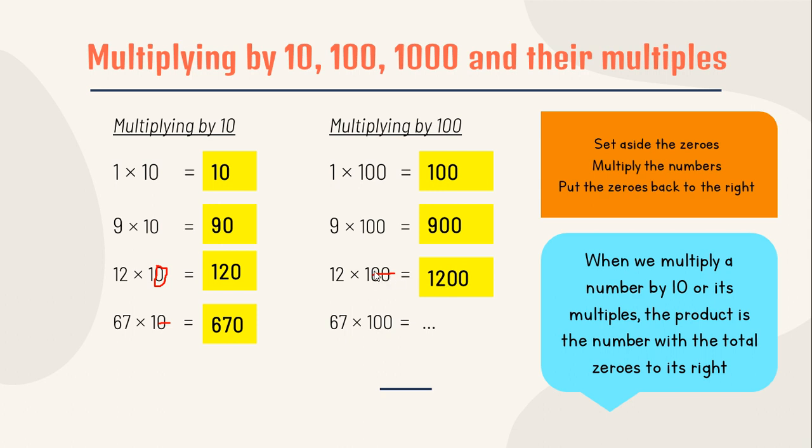How many zeros do we have here? 2 zeros. So 1, 0, 2 zeros. That's it. 12 times 100 equals 1,200. 67 times 100. Once again, set aside the zeros.